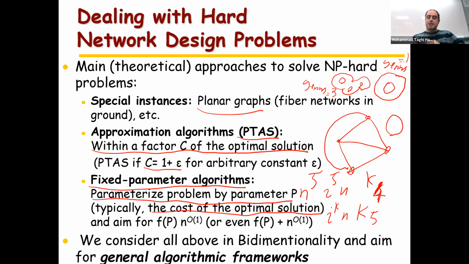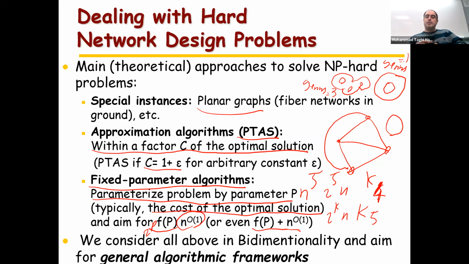And this is exactly the thing that we have. We want some running time f of p. This can be exponential time, because the problem is NP hard and we cannot expect to get one polynomial. So f of p can be 2 to the p, but you want n to some constant, and this constant should be independent of the parameter. This is equivalent to f of p plus n to the order.